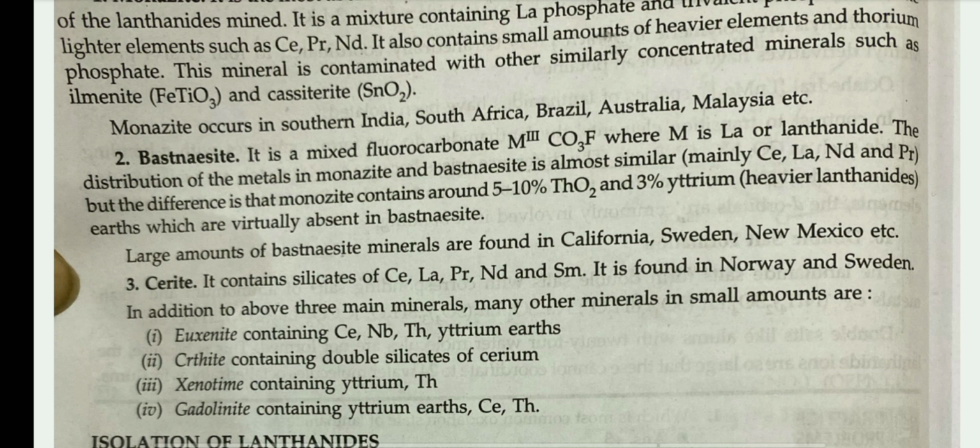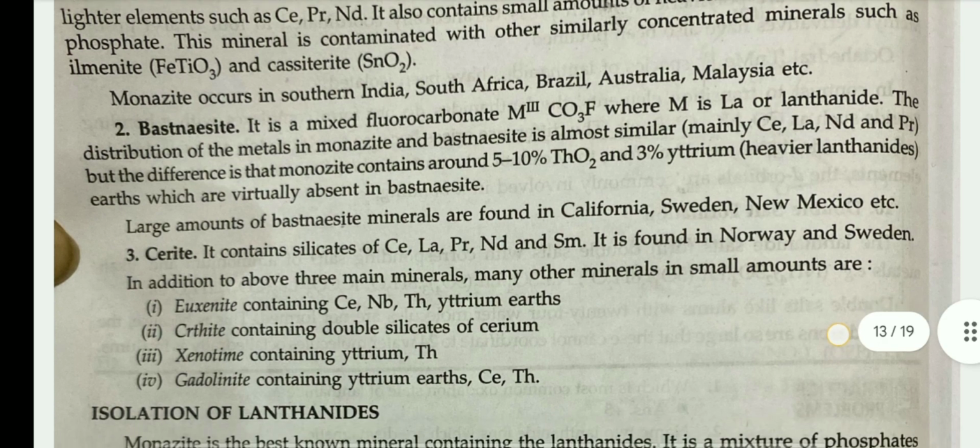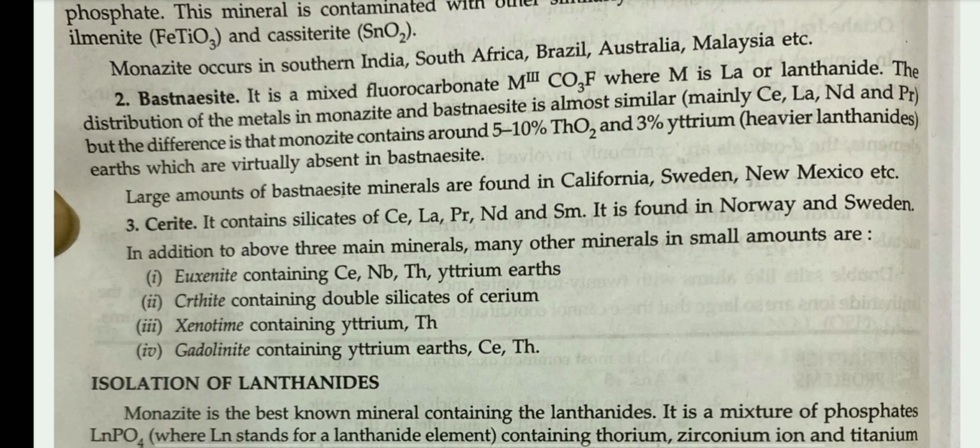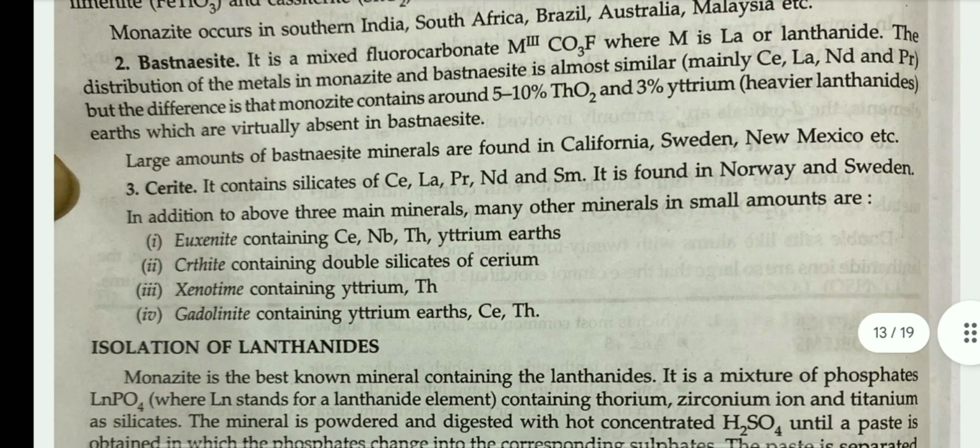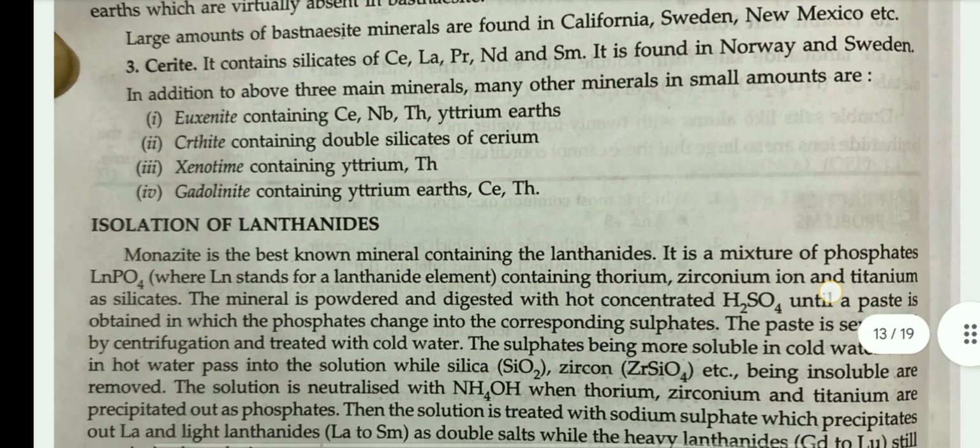Cerite. It contains silicates of Ce, La, Pr, Nd, and Sm. It is found in Norway and Sweden. In addition to the above three main minerals, many other minerals in small amounts are euxenite containing Ce and Th ytterbium earths, orthite containing double silicates of cerium, xenotime containing ytterbium and Th, gadolinite containing ytterbium earths, etc.